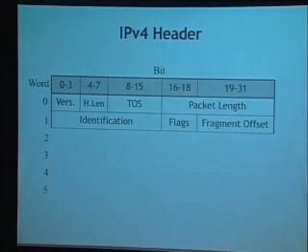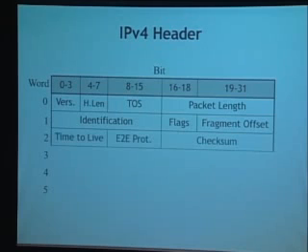So the next field is identification. The next word has identification, flags, and fragment offset. Let's just look at the next one. And the next one has time to live, end-to-end protocol, and checksum. So the important fields here, I'm blanking on what the identification field contains, which is why I'm stalling. So let's just talk about the other fields, and we'll come back to identification if I remember it.